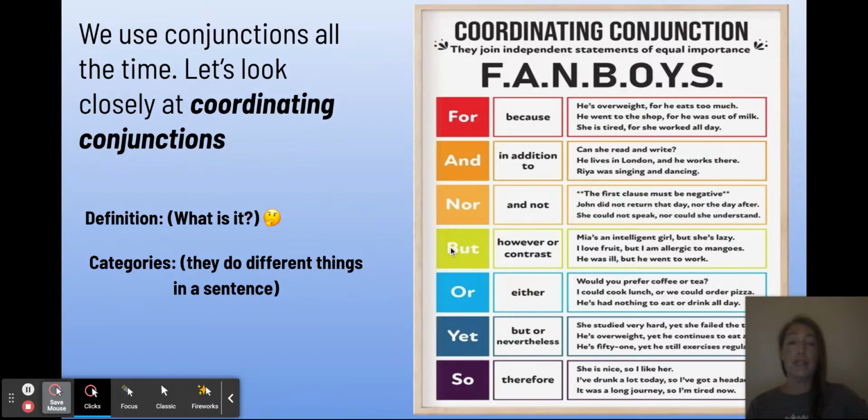Let's look at the word "but." This is also a joining word, a coordinating conjunction. Instead of joining two things that are similar, it tells us that there's a contrast coming. The first part of the sentence is going to be contradicted in the second part of the sentence, kind of similar to the word "opposite."